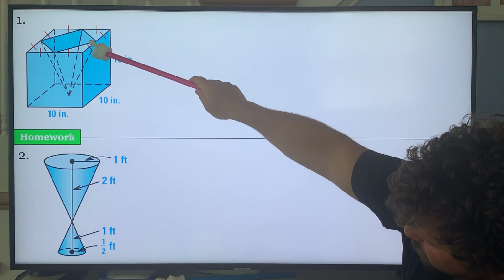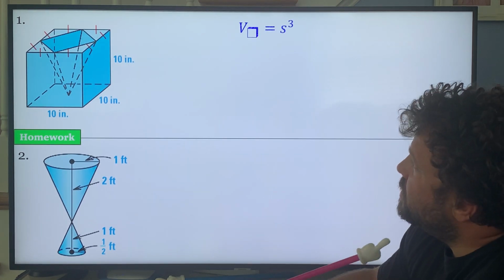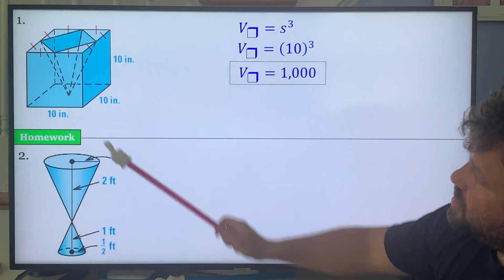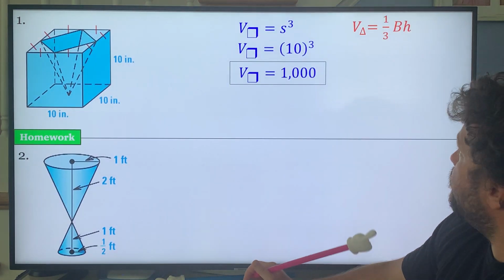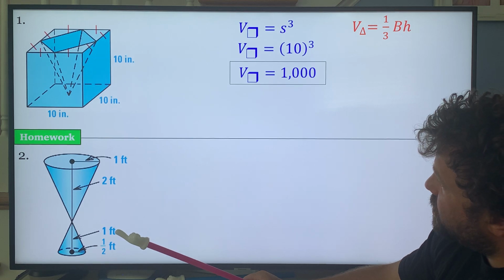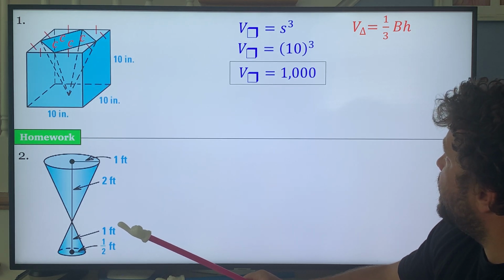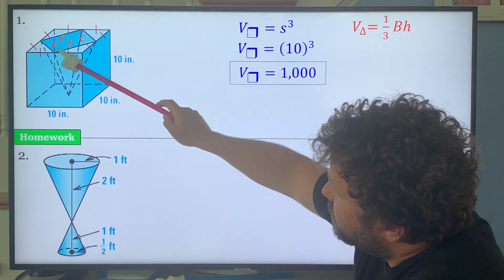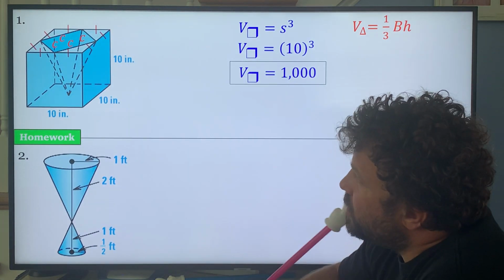You have a pyramid inside a cube. So, volume of the cube, s cubed, 10 times 10 times 10 is 1,000. This pyramid right here, 1/3 BH. Now, this is a tricky one. All these sides right here are all the same, right? But what do they equal?